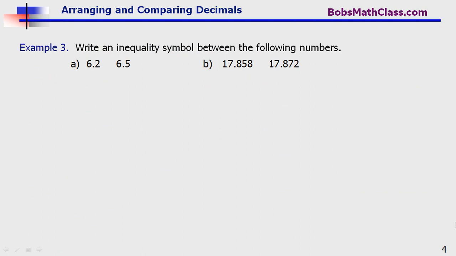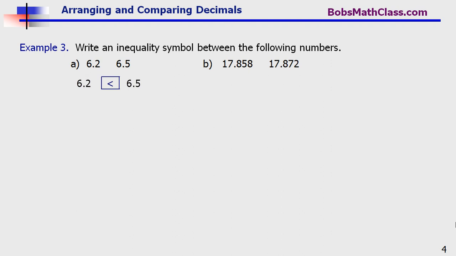Write the inequality symbol between the following numbers. 6.2 and 6.5. So the whole numbers are the same. They both have a 6 in front of the decimal point. So we're going to look at the tenths place. Whichever one is larger, that's the larger value. So which one is larger, the 2 or the 5? Right, the 5 is. So the larger number would be 6.5. It always opens up to the larger number.